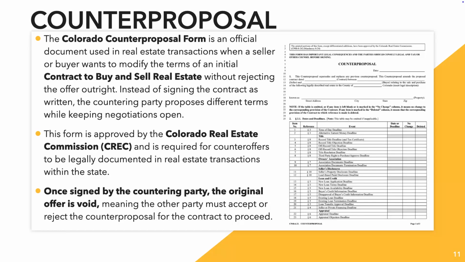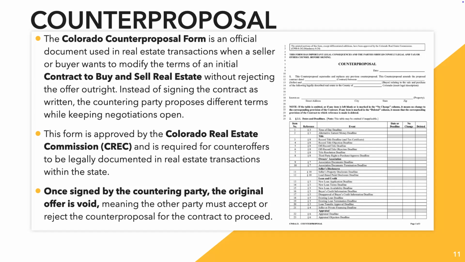Maybe we want to add something, right? Like we noticed that they didn't include the washer and dryer, but we didn't want to bring the washer and dryer with us, so we're adding it to the contract. Or maybe they did say, we want the refrigerator, but we're not giving the refrigerator. So this is where we would go through and remove the refrigerator. So this form is approved by the Colorado Real Estate Commission.